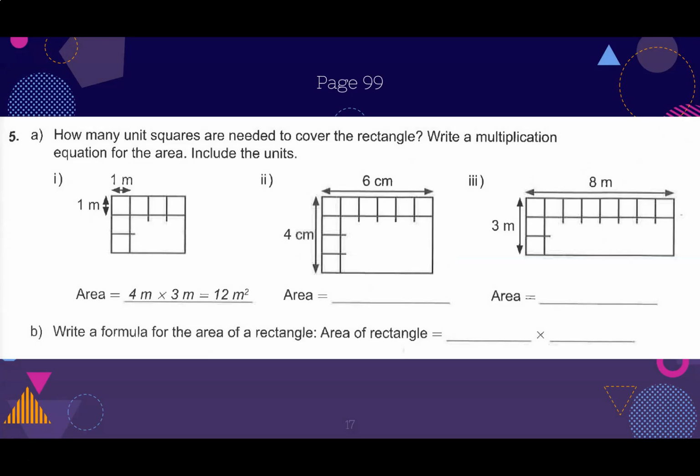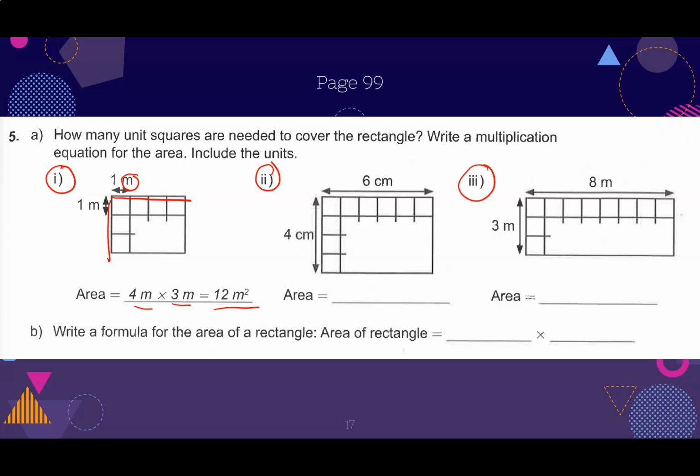All right, let's take a look at page 99. Question 5 says, how many unit squares are needed to cover the rectangle? Write a multiplication equation for the area. Include the units. So we can see that the part 1 is 4 squares wide and 3 squares long. The units are small m, or meters. So 4 meters times 3 meters equals 12 meters squared. Please try part 2 and part 3.